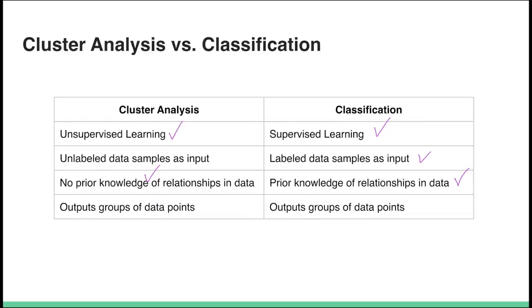And both of them output groups of data points. Cluster analysis just gives us a bunch of groups without telling us what the significance of those are. And with classification, we're basically taking the data and splitting it into multiple predetermined groups, as set forward in our training data.